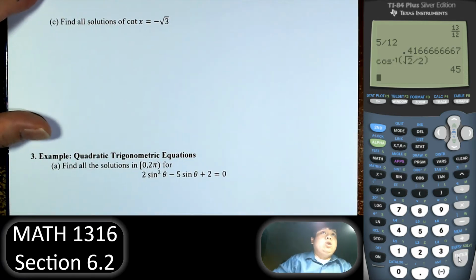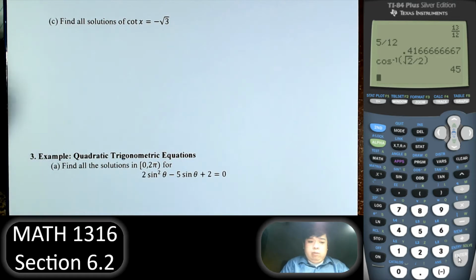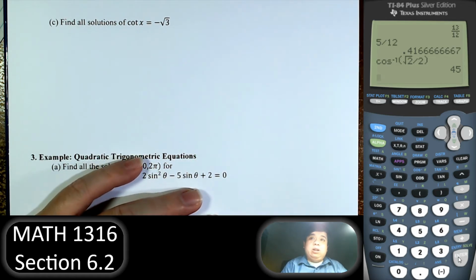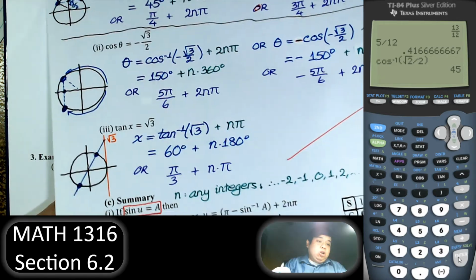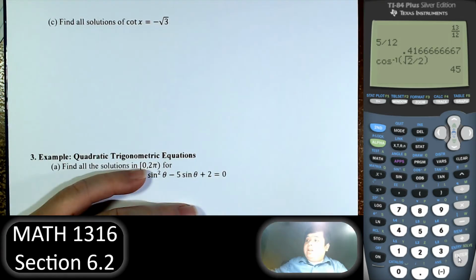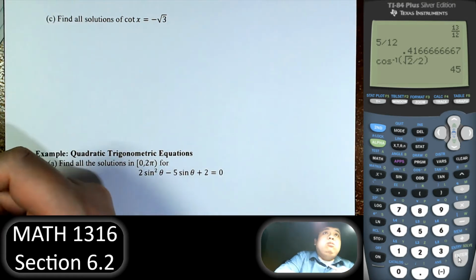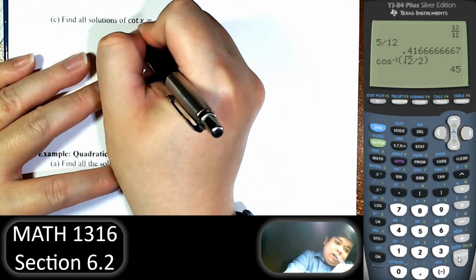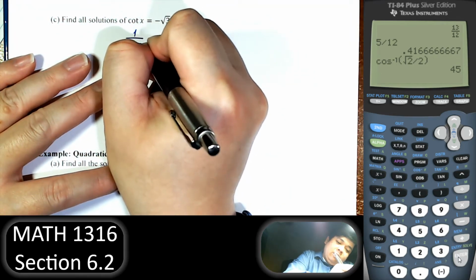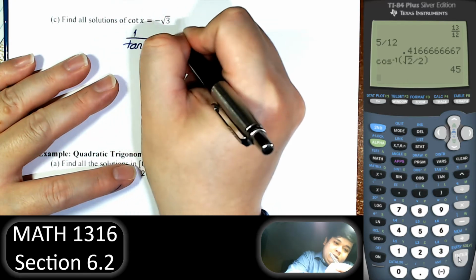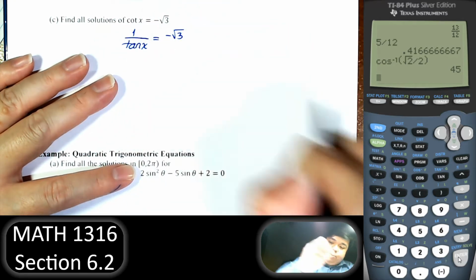Now, find all the solutions for cotangent x equal to negative square root of 3. Of course, we can just use cotangent inverse. However, it would be better if we use the tangent inverse, because in the calculator, or in the way we write the solution, we write it in sine, cosine, and tangent, the inverse of those functions. So it would be better if we write in terms of tangent. Cotangent is 1 over tangent. So that's the first thing we write. And this is negative square root of 3 still.